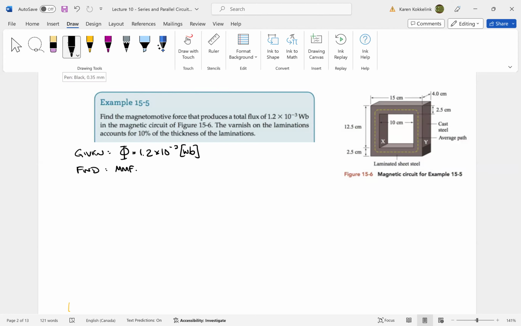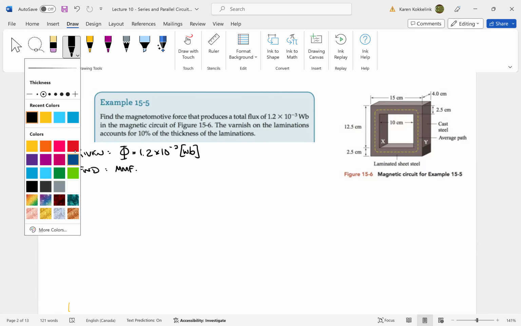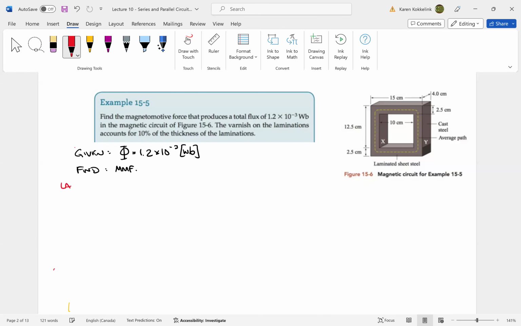Varnish on the lamination accounts for 10% of the thickness of the lamination. So what we have here is a laminated section. And as you know, we make laminated sections to limit the eddy currents that are created inside a magnetic circuit, because eddy currents are losses. Eddy current losses create the heat that happens inside a transformer and also the noise that happens inside a transformer.